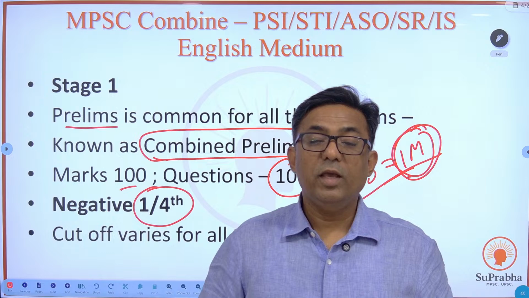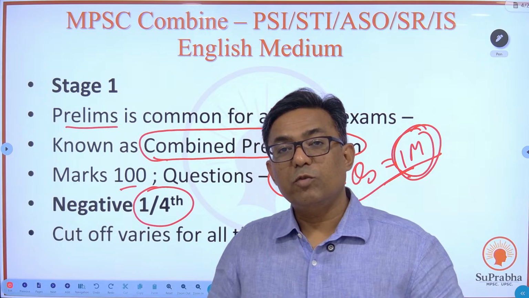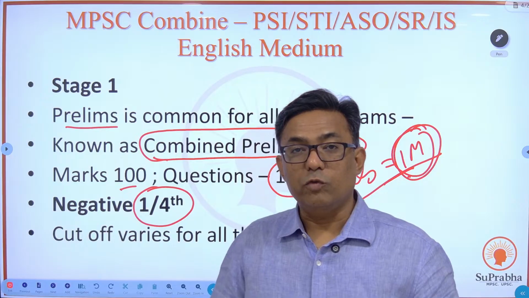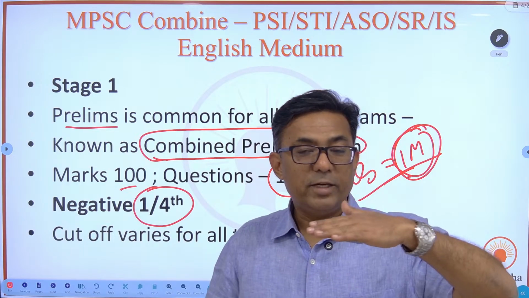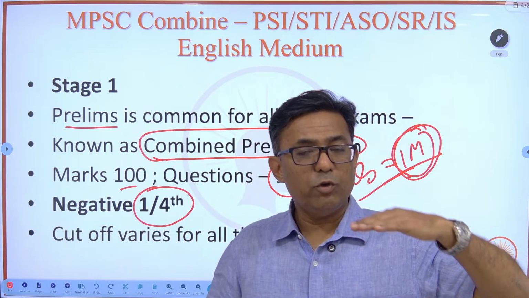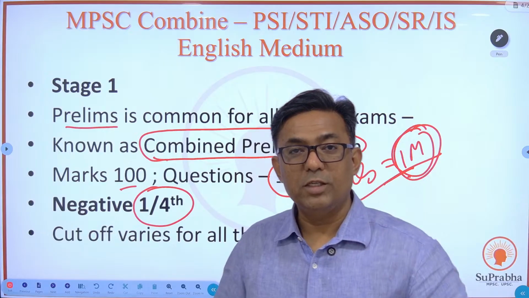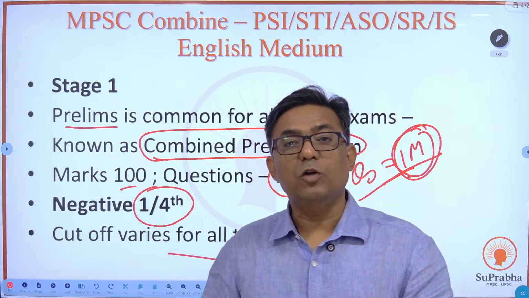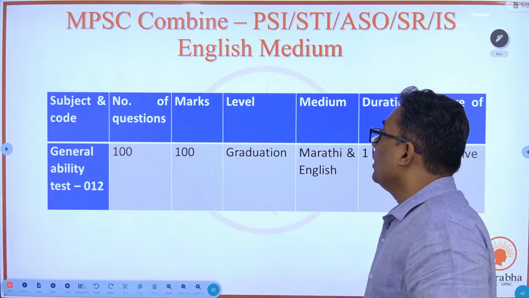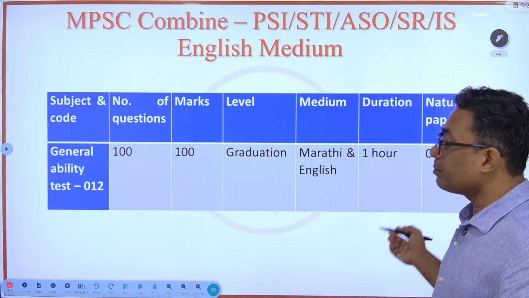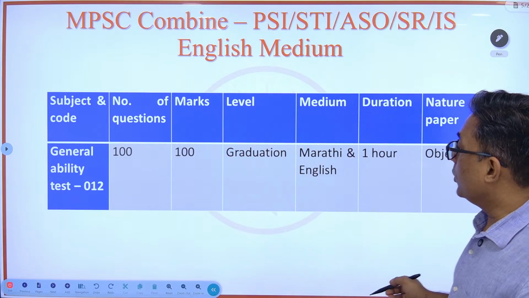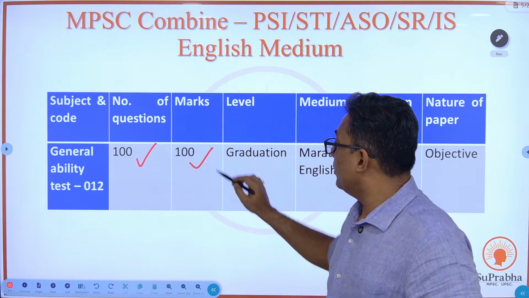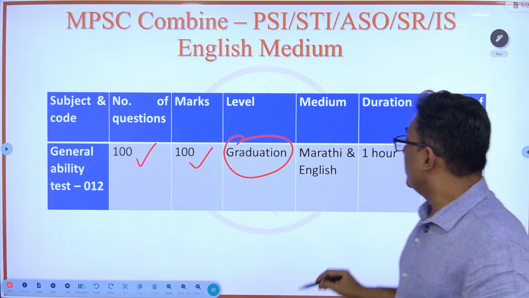Okay, and now once you appear for the prelims exam and you get a score which is above the cutoff. Cutoff काय असतो? That is the benchmark. If you are above the cutoff, you will be selected for mains. Okay, and this cutoff is going to vary for all the different posts. प्रत्येक पोस्टचा cutoff वेगळा असतो. So just in a tabular form so that you can understand, grasp it. Prelims 100 questions, 100 marks. Level is graduation.